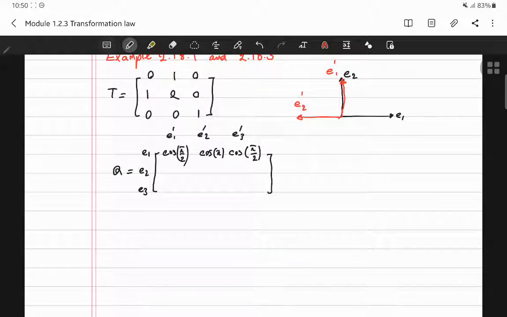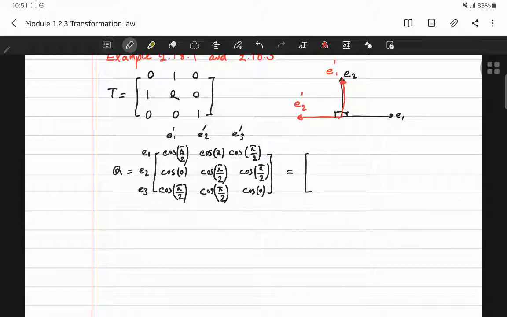And we have E2 with E1, it is again cosine. So it is E2 with E prime 1, it is cosine 0. E2 with E prime 2, it is cosine half pi. And E2 with E prime 3 is cosine half pi. So these are all 90. E3 with E prime 1 is of course cosine half pi. With E prime 2, it is cosine half pi. And E3 with E prime 3, it is cosine 0. So finally, what we get is 0, minus 1, 0, 1, 0, 0, 0, 0, and 1.